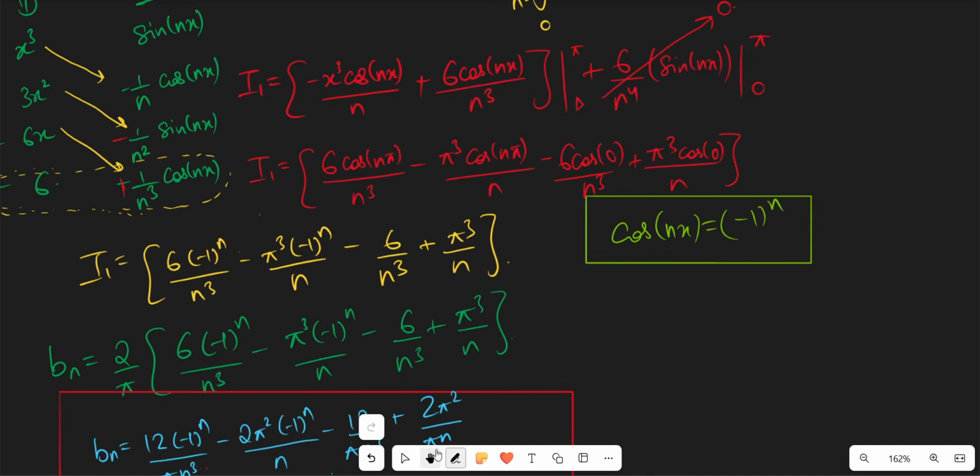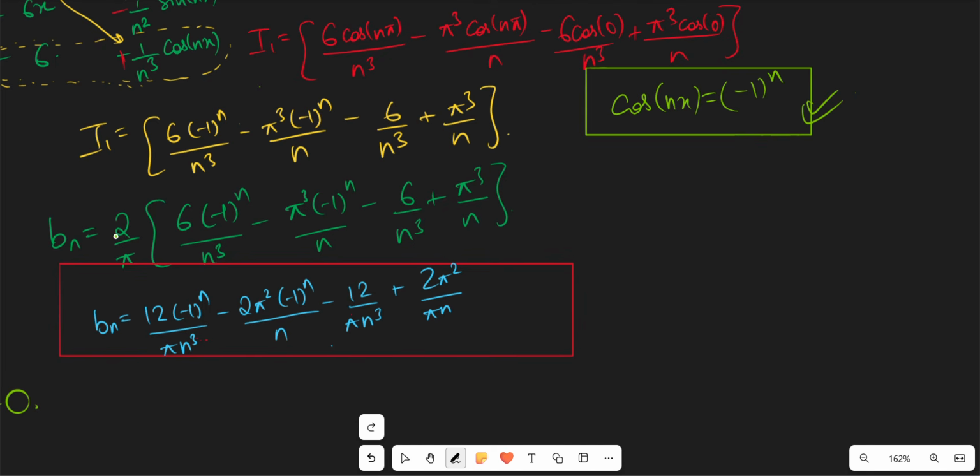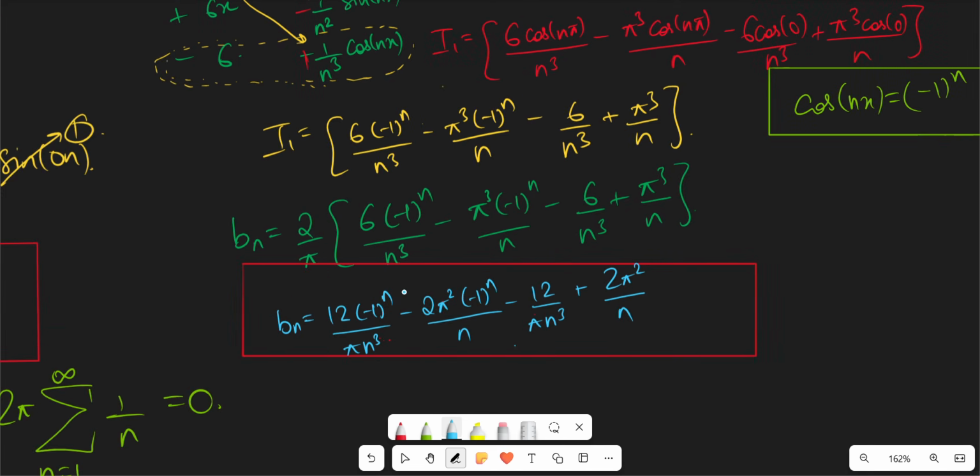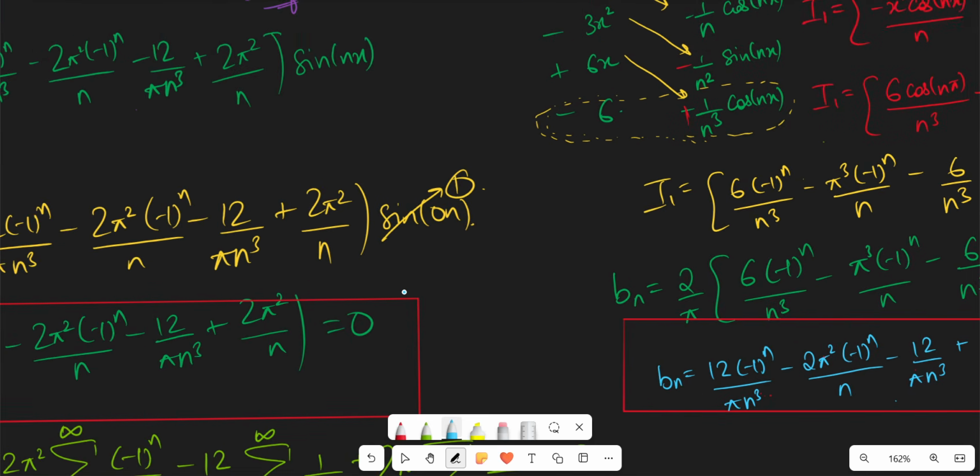So this thing is going to happen. You need to know about this, and it is very important. Just replace cos n pi with negative 1 to the n, and do all the steps. Finally, we have bn as 2 over pi times I1. Putting these things in here, we would have bn as 12 times negative 1 to the n over pi n cubed minus 2 pi squared times negative 1 to the n over n minus 12 over pi n cubed plus... oh well, I made a mistake over here. We don't have pi, we would just have n, because one pi is cancelled out with the pi in the numerator. Okay, so we have bn, right?